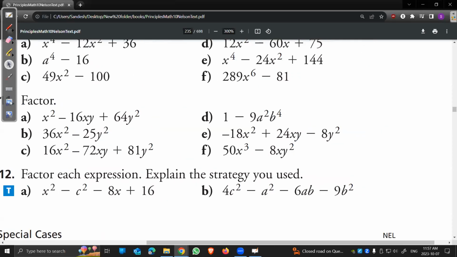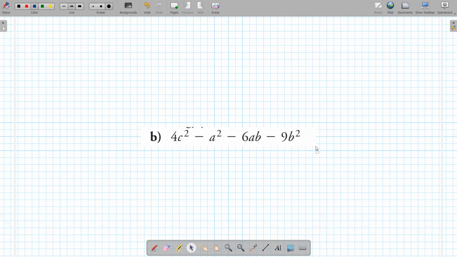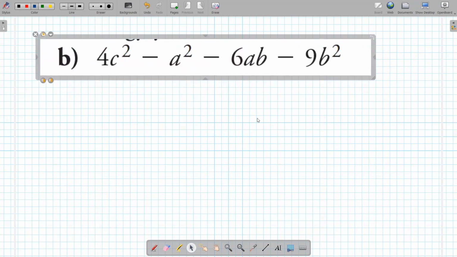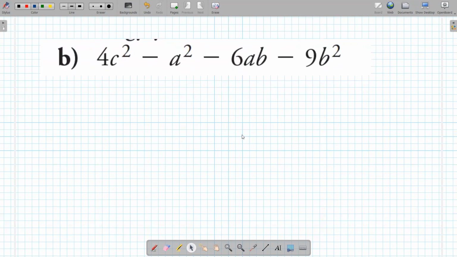Using that logic, can we do this? Which 3 are we supposed to pair together, or which one are we supposed to toss to the side? This one's even trickier than the last one, but the idea is the same. You have to rearrange it. You toss the 4c squared aside. All right, let's do that. So we have negative a squared minus 6ab minus 9b squared plus 4c squared, right? Which we can write as plus (2c) squared.